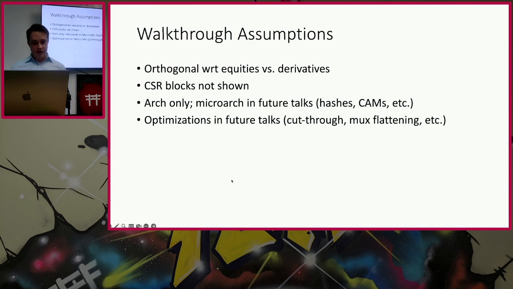Okay, so before we dive into the details, just a few assumptions. What I'll be talking about is orthogonal to equities and derivatives instruments. We can just abstract it as a financial instrument. Config and status register blocks are not shown, but just assume that they're all over the place. This is going to be an architecture-based talk, so microarchitecture we're going to get into in future talks: hashes, CAMs, this sort of thing. And optimizations, also in future talks: cut-through, MUX flattening, that sort of thing.